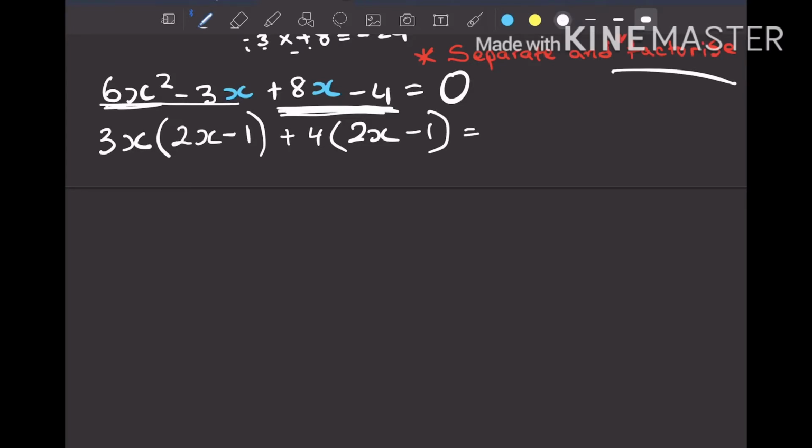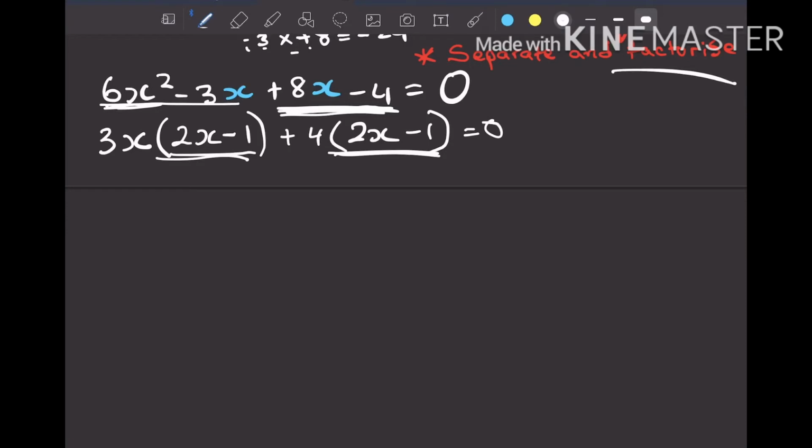Now this is one way to know that you're right or wrong. Your brackets will always have the same values. So your brackets will always be the same. If they're not the same, you should know that you have gone wrong somewhere and you need to correct that. But if you get the same brackets, you can know that you're on the right track. So you get 2x minus 1 and 2x minus 1 are both brackets.